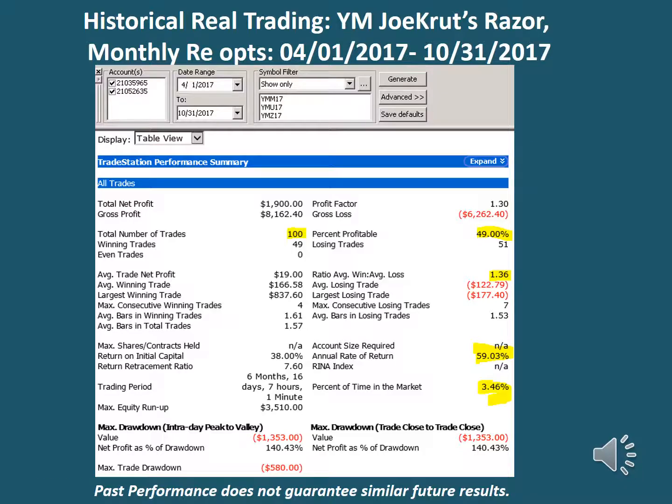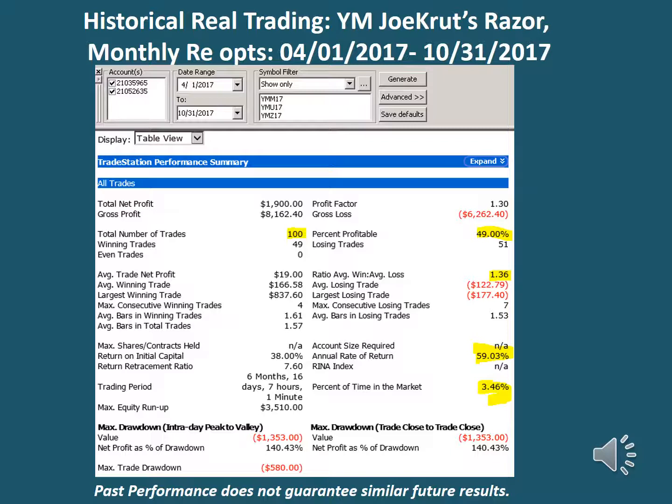Okay, this shows from April 1st of 2017 through October 31st of 2017, and this is where I trade the mini Dow on Razor, and I did 100 trades and I made $1,900, and on $5,000 that was a 59% annualized return. It's in the market about 3.5% of the time. Almost half the trades were right, 49% were right. Made $1.36 for every dollar we lost, and it was pretty good. There's nothing wrong with making 59% in this market when you're getting 1 or 2% in the bank.